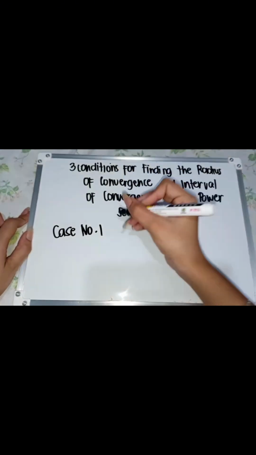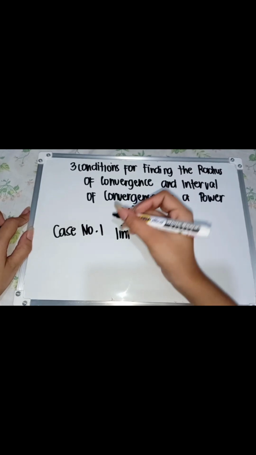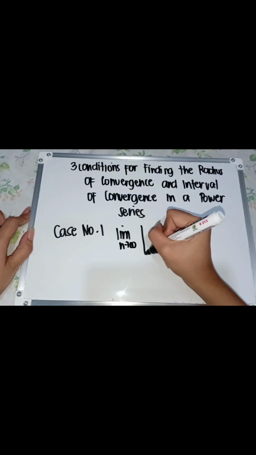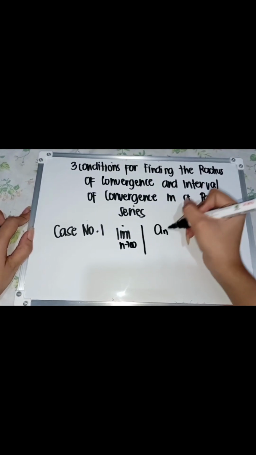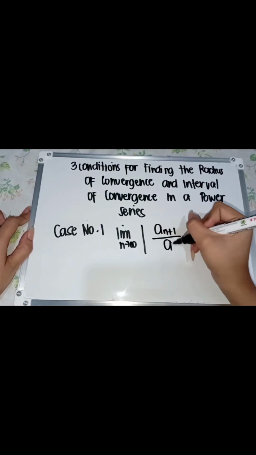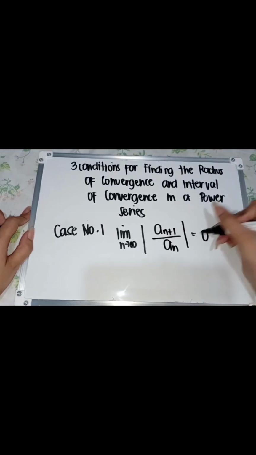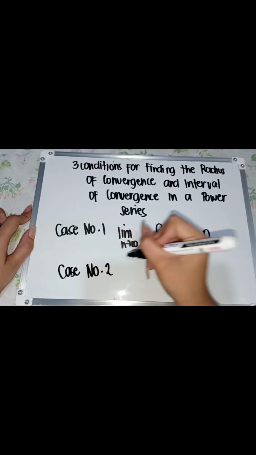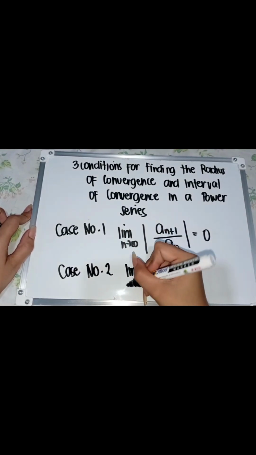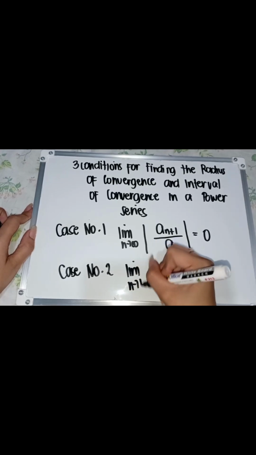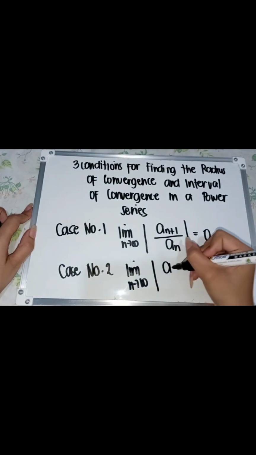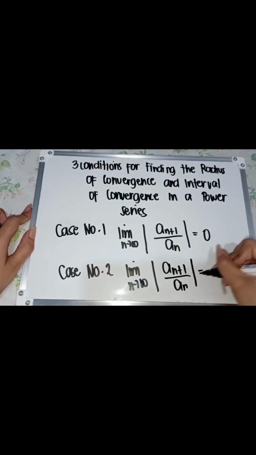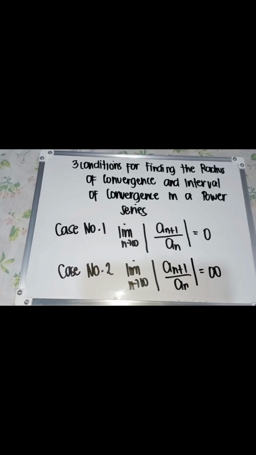Case number 1: the limit as n goes to infinity of the absolute value of a sub n plus 1 over a sub n is equal to 0. And case number 2: the limit as n goes to infinity of the absolute value of a sub n plus 1 over a sub n is equal to infinity.